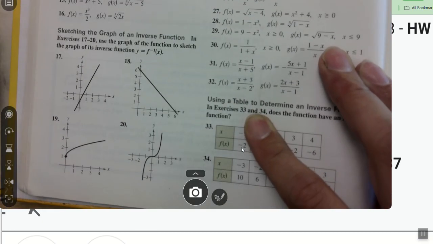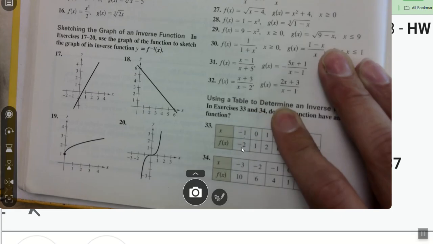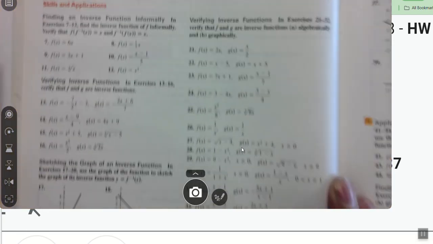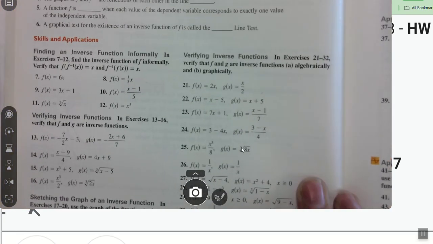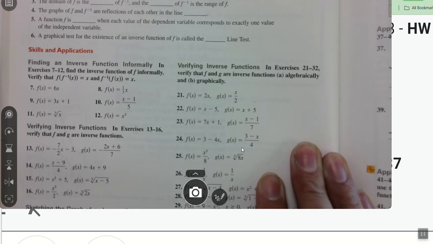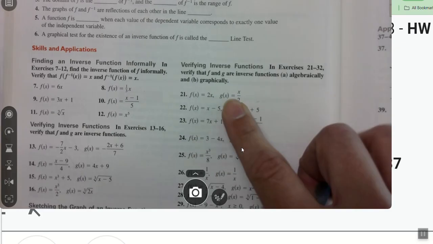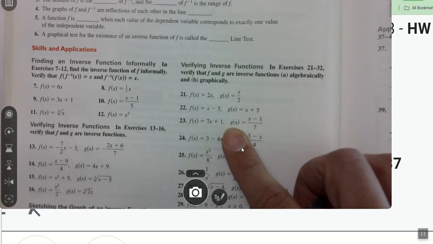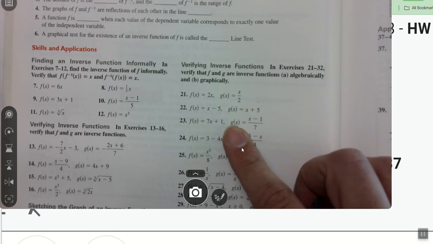There's an easy way to do it. Even without knowing what the function is, you can sketch it. And then we go through 21 and 25. Okay, it says verify that they are inverse functions. Do it algebraically and graphically. For 21 and 23, I don't need to see the graphical version. Just do the algebra. Check your compositions.